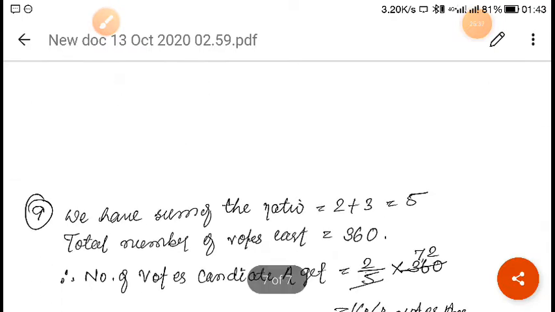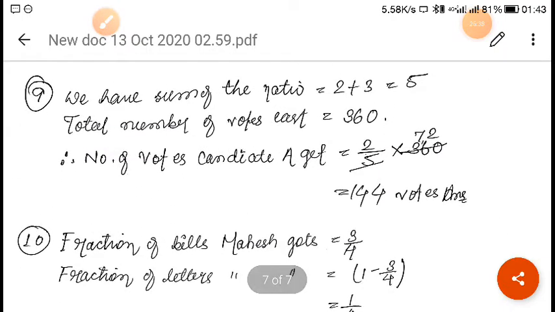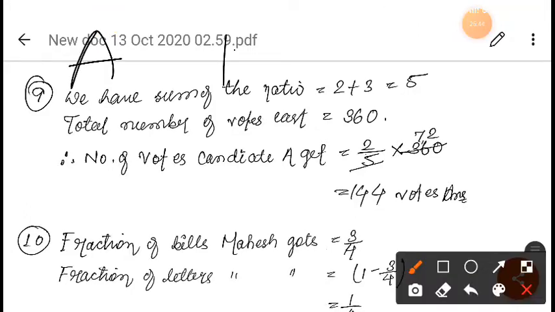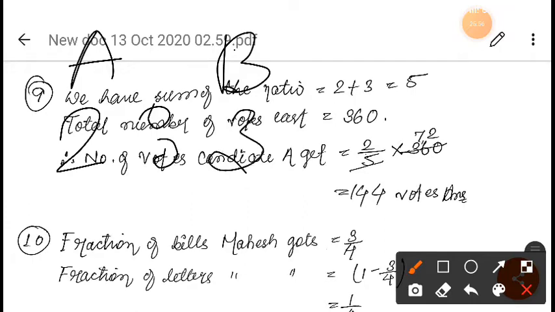Now question number 9. In an election, candidates A and B receive votes in the ratio 2:3. Means there are two candidates A and B in an election, and the votes they have got are in the ratio of 2:3. Right? And the total number of votes was 360. So we have to find out how many votes candidate A has got.